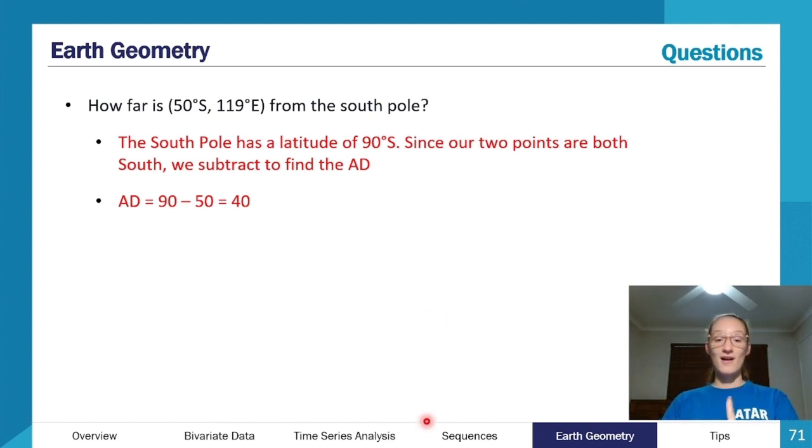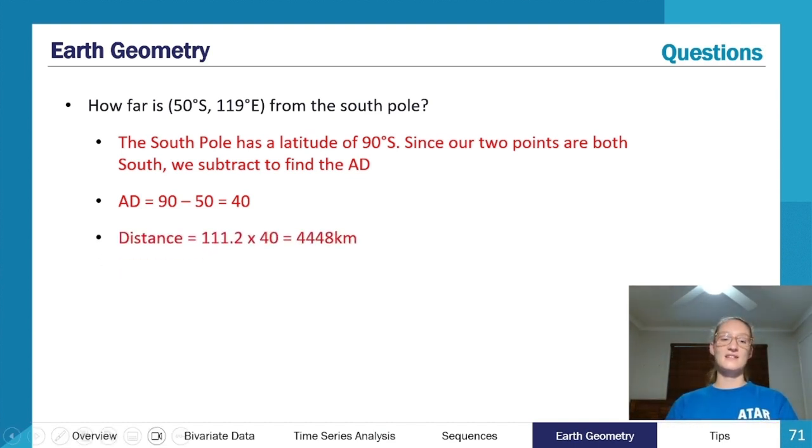The South Pole is right down the bottom. So we have our equator, which is our 0 degree latitude. Then we come down, we might have 30 degrees south, 60 degrees south, and then 90 degrees south. So our South Pole is right down the bottom, and this point here is at 50 degrees south. So we've got one point at 50 degrees south, one point at 90 degrees south. Again, our angular distance is 40 degrees. And because they're in the same hemisphere, we subtract to find our angular distance.